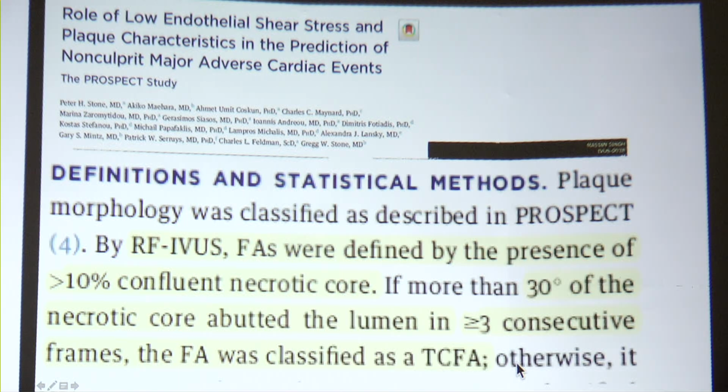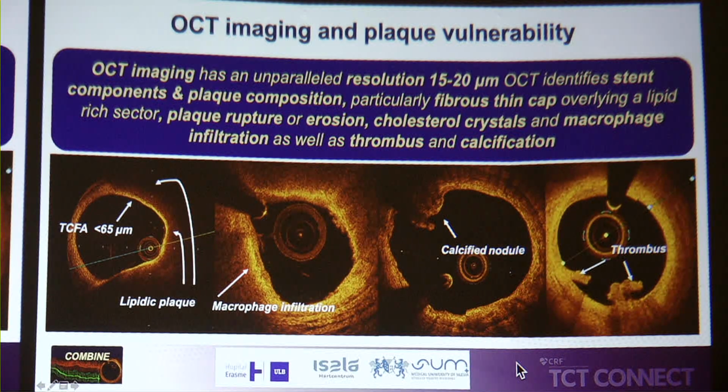So by IVUS, fibroatheromas are defined, like in this case, by just a 10% confluent necrotic core that is abutting the lumen in just 30 degrees, and this should be present in just 3 consecutive frames, like in our patient between 4 to 6 o'clock. And this was what caused an acute event within the hospital.